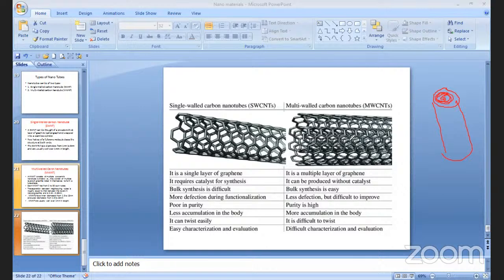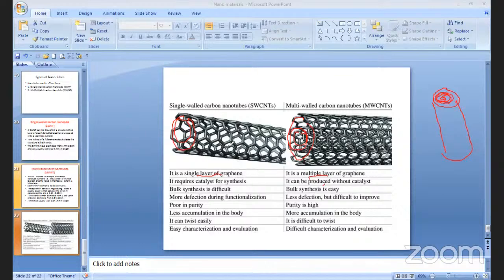If you compare the single-walled and the multi-walled carbon nanotube, the single-walled one is simply a single layer of graphene. If you go for the multi-walled carbon nanotube, you have multiple layers. As we saw, there is only one layer here, but in this case we have layers inside and outside, so different multiple layers of graphene.